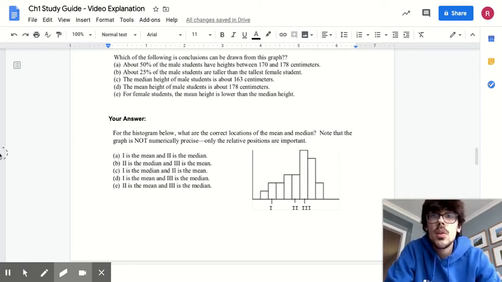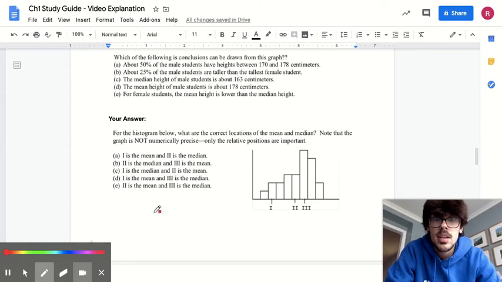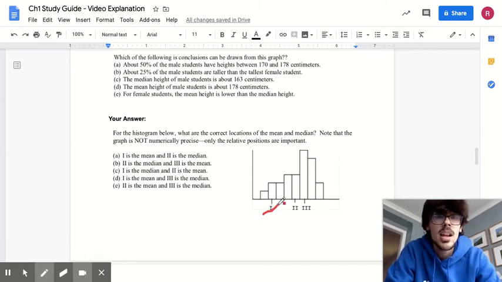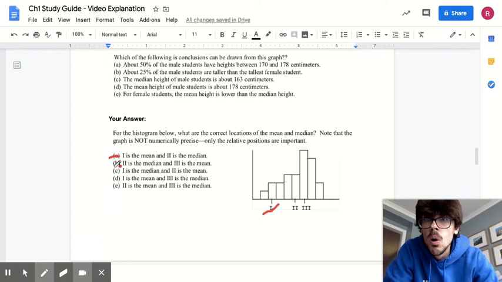So for this picture, neither of those things is going to be at tick mark 1. That is just way too far over. That's not a mean or a median. You wouldn't be able to balance way over here, and you also wouldn't have equal area. So any choice mentioning 1, I'm going to go ahead and toss out right away.